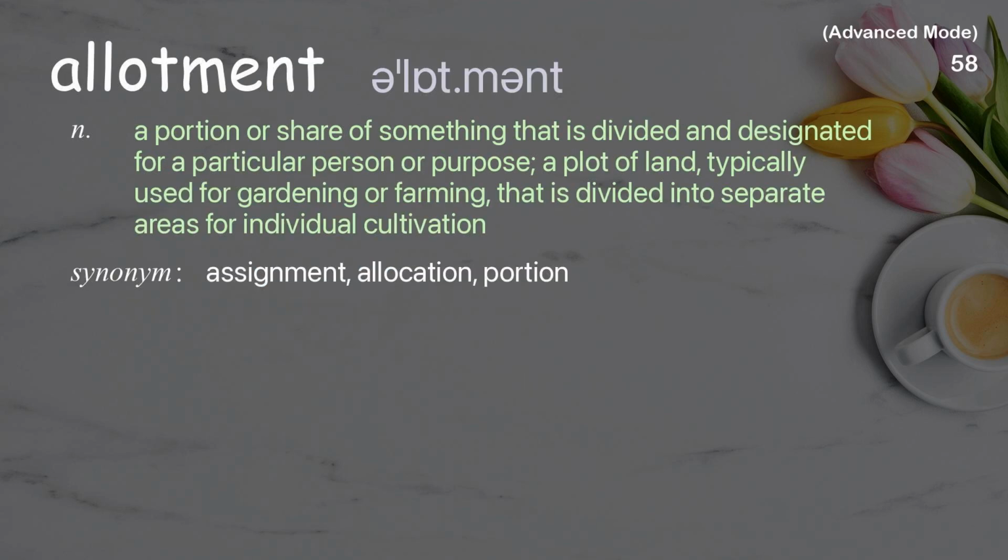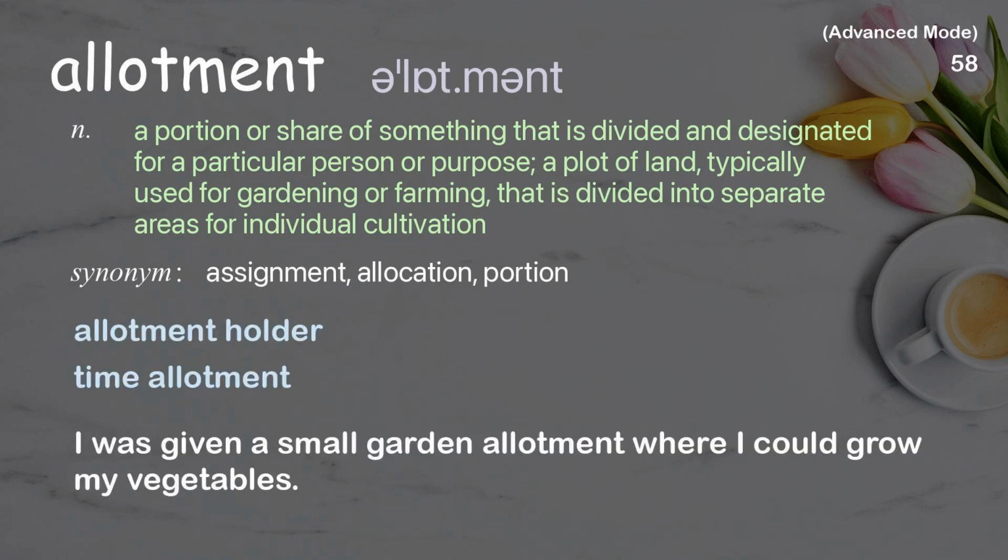Allotment. A portion or share of something that is divided and designated for a particular person or purpose, a plot of land, typically used for gardening or farming, that is divided into separate areas for individual cultivation. Examples: allotment holder, time allotment. I was given a small garden allotment where I could grow my vegetables.